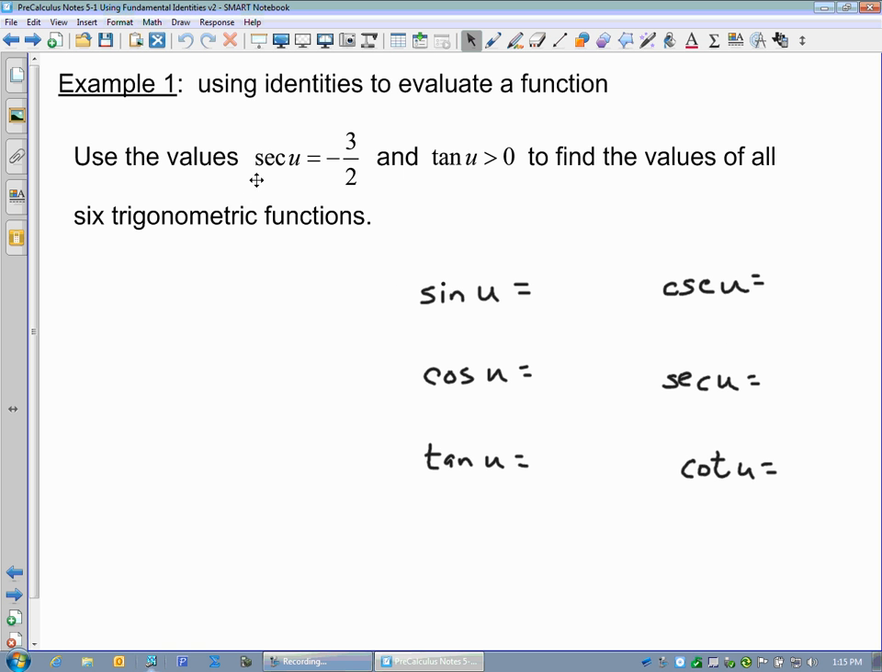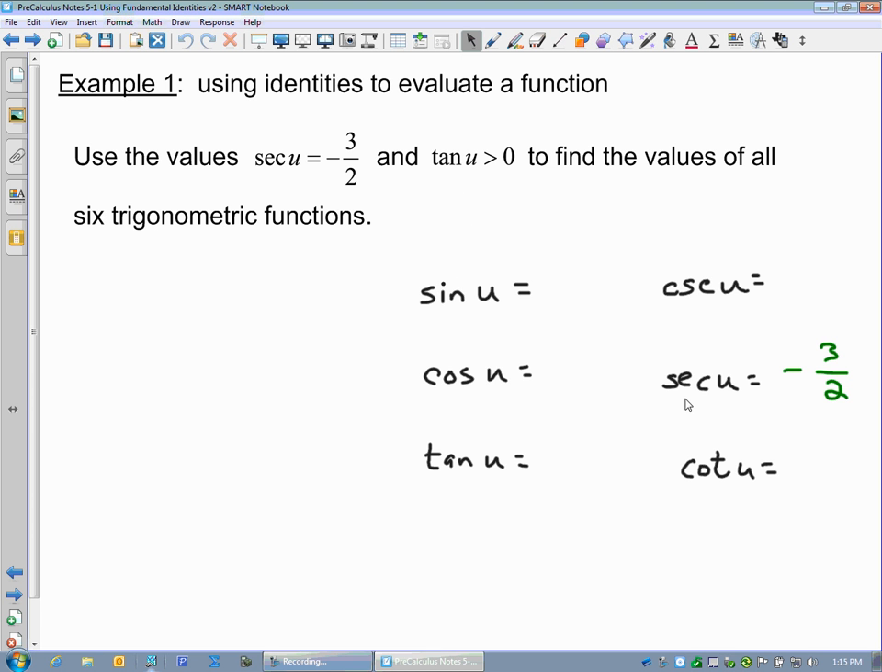Well, right off the bat, from our given, we're given secant, so we can fill that one in right away. Secant of u is negative 3/2. We're 1/6 of the way done, and we haven't even had to figure anything out. Now tangent is positive, but we don't know what the actual number is, so we'll get back to that.